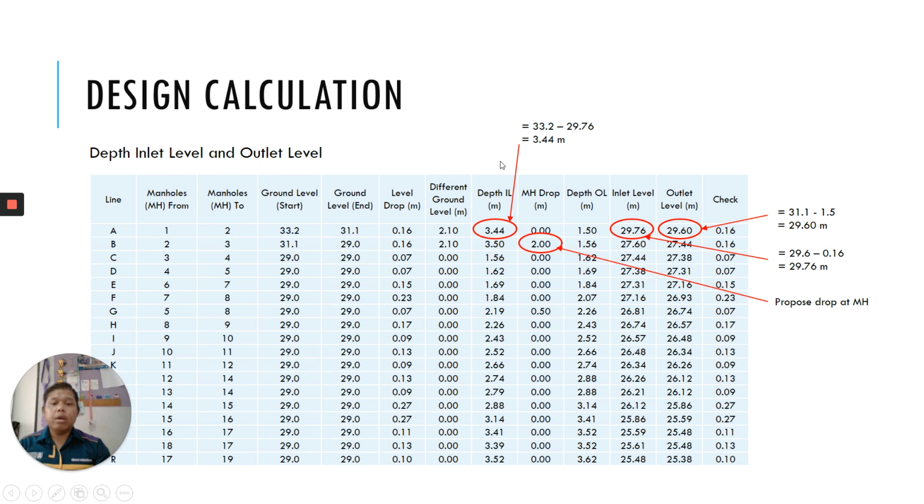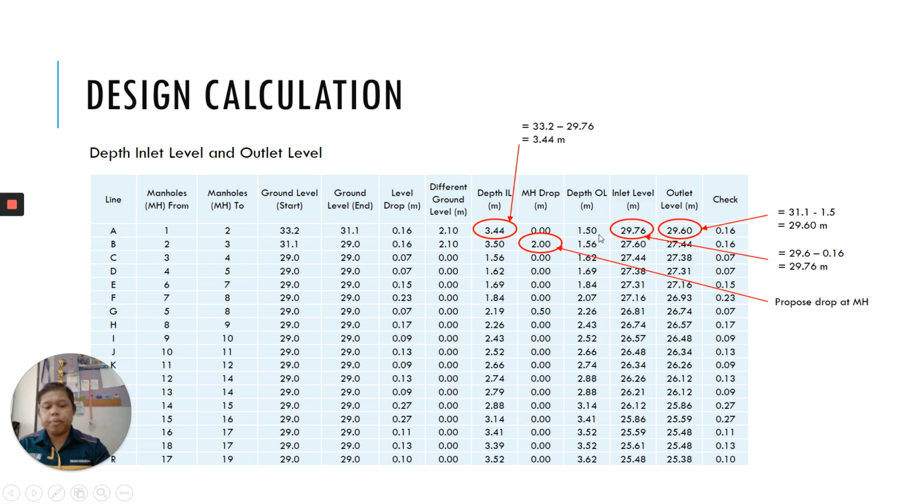So how are we going to calculate the depth of the invert level? The depth of the invert level is equal to the ground level, 33.2, minus the proposed inlet level here. Normally we will propose the depth of the outlet level first. For example, the minimum is 1.5 meter.